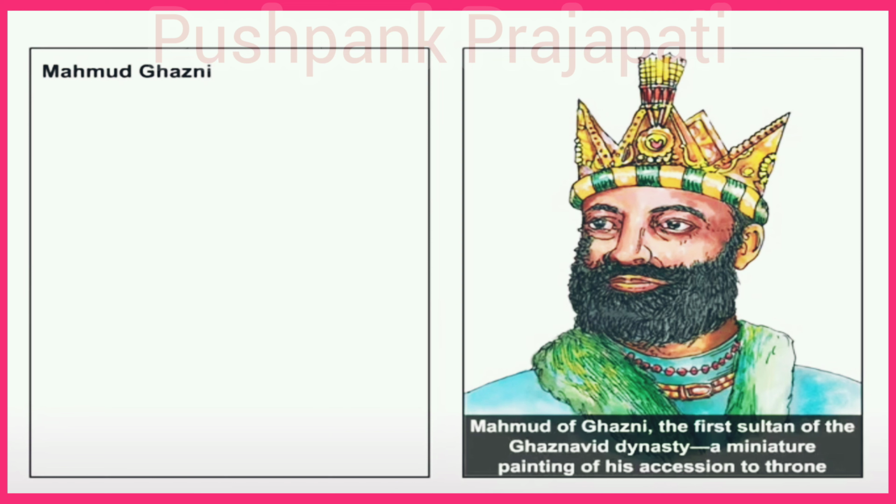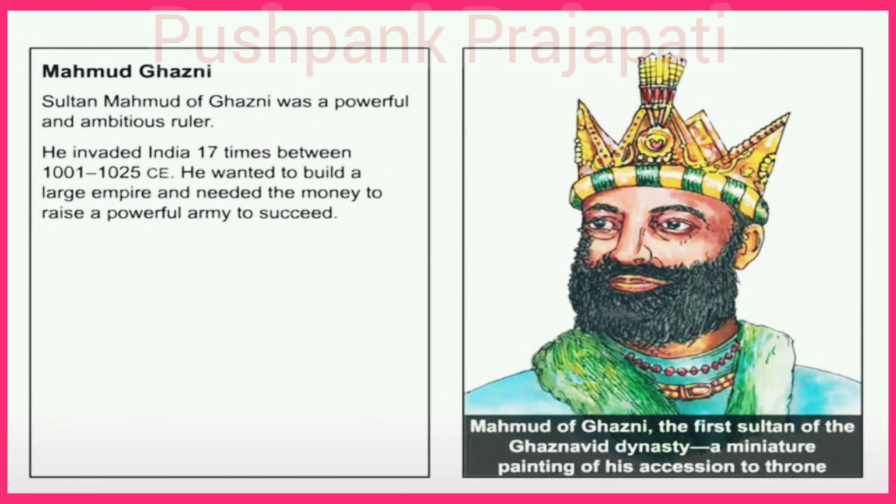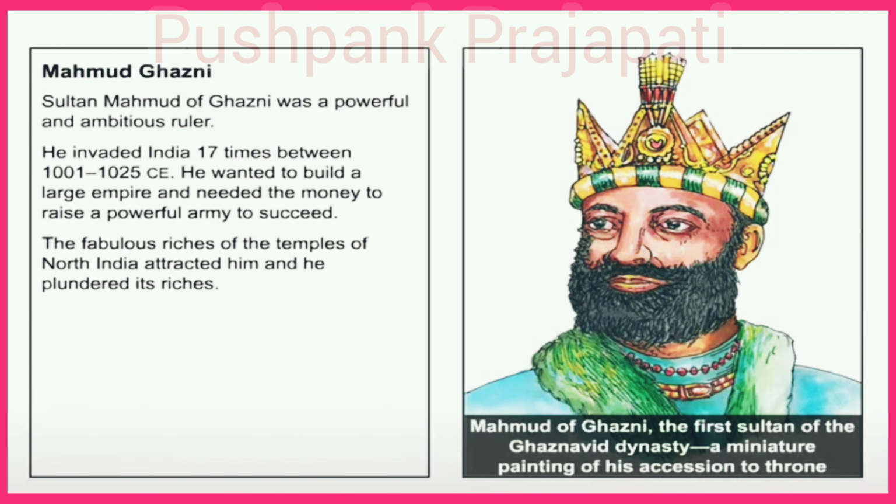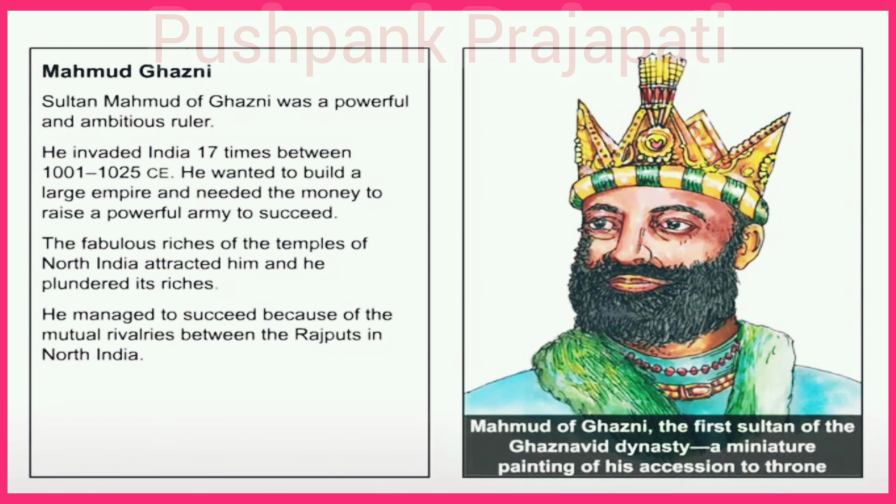Mahmud Ghazni. Sultan Mahmud of Ghazni was a powerful and ambitious ruler. He invaded India 17 times between 1001 to 1025 CE. He wanted to build a large empire and needed the money to raise a powerful army to succeed. The fabulous riches of the temples of North India attracted him, and he plundered its riches. He managed to succeed because of the mutual rivalries between the Rajputs in North India.